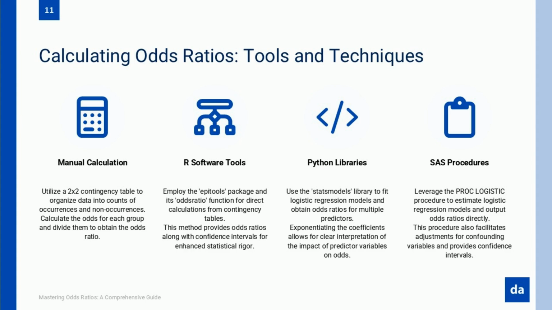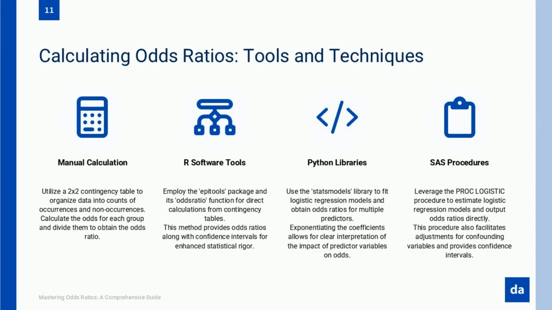For those working in clinical research or other fields where SAS is prevalent, the PROC LOGISTIC procedure is a powerhouse tool. It not only estimates logistic regression models, but also outputs odds ratios directly in the results. This feature allows researchers to adjust for confounding variables and obtain confidence intervals, all within a single procedure. While these software solutions offer tremendous power, they also require a certain level of expertise to use effectively.